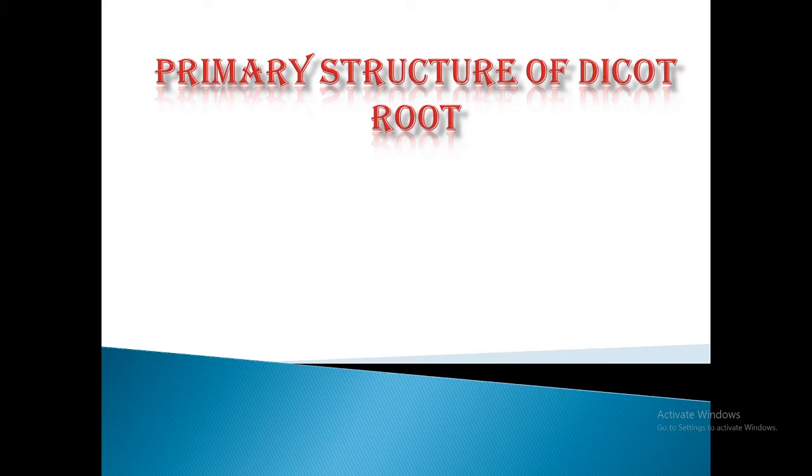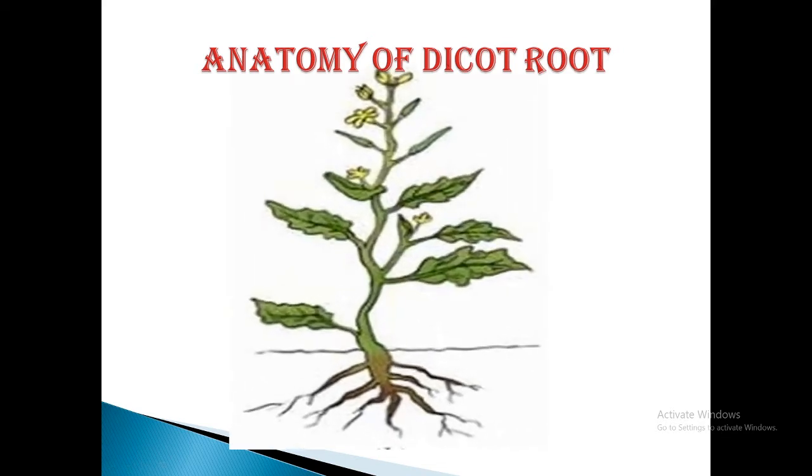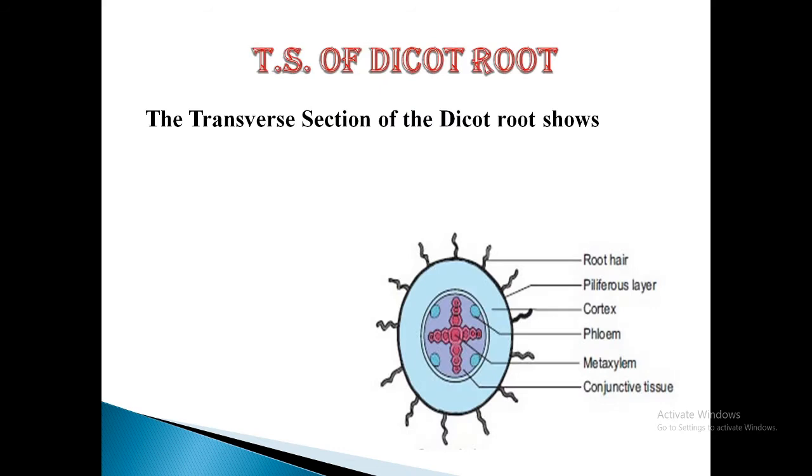Hello students, today we are going to discuss a new topic, that is the primary structure of dicot root. In a dicotyledonous plant, if you take a section of the root, you can find this type of structure of root. This is the transverse section of dicotyledonous root.